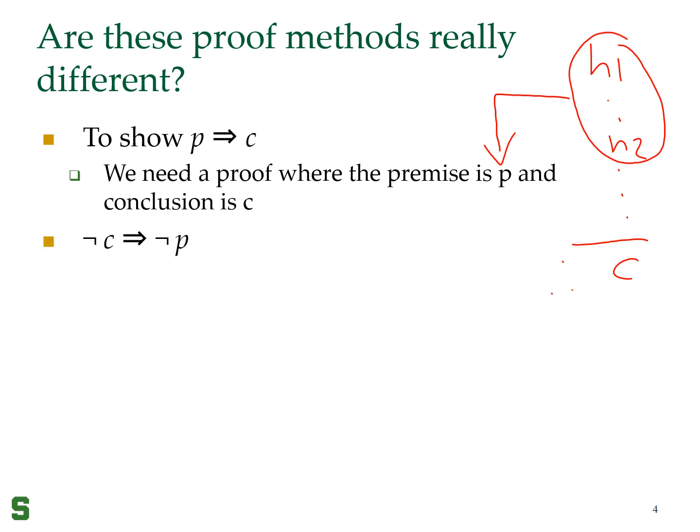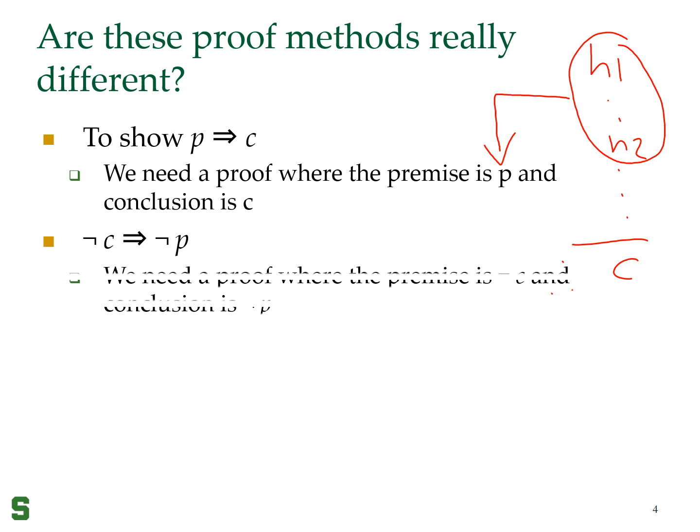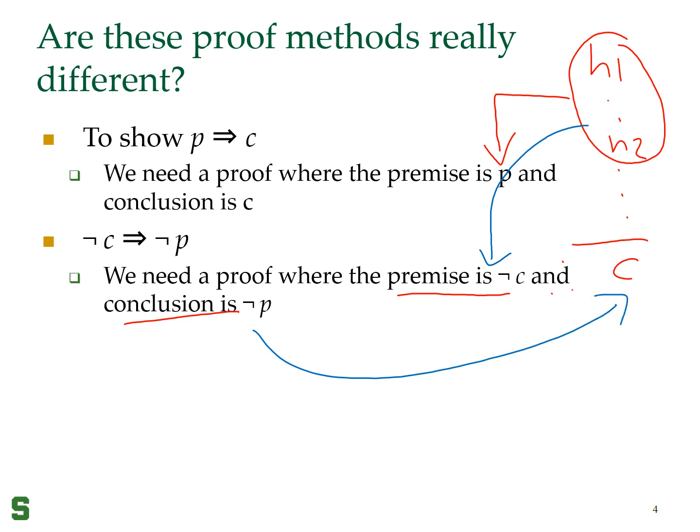If I wanted to show, on the other hand, not C implies not P, then we need a proof where the premise is not C and the conclusion is not P. In other words, I'm going to have a proof that is very similar, except that the hypotheses have to come from here and the conclusion that I want at the end is going to be this not P. In other words, if I'm going to do this indirect proof, my proof will end when I get to the well-formed formula not P.